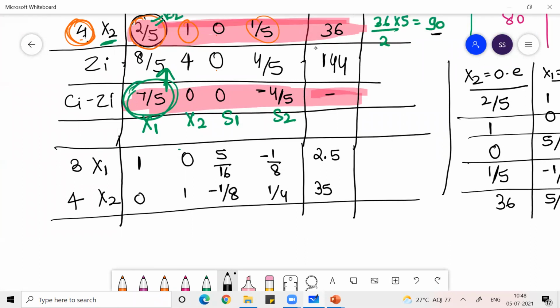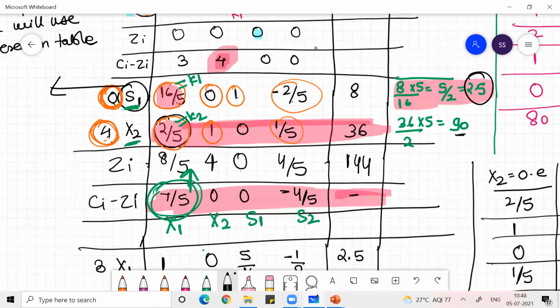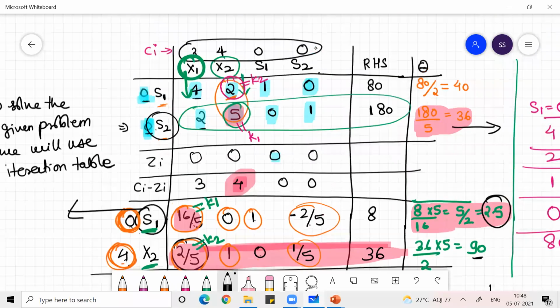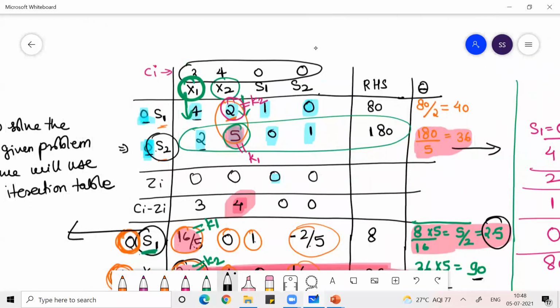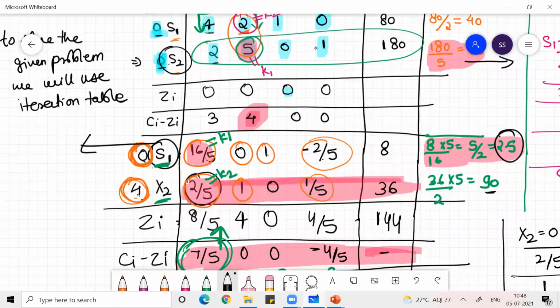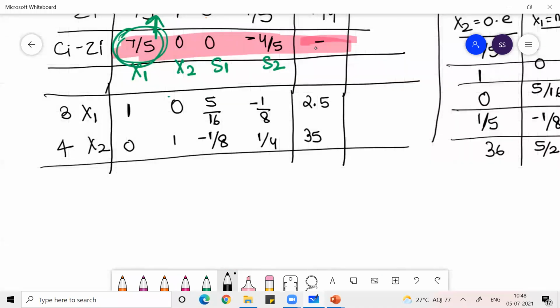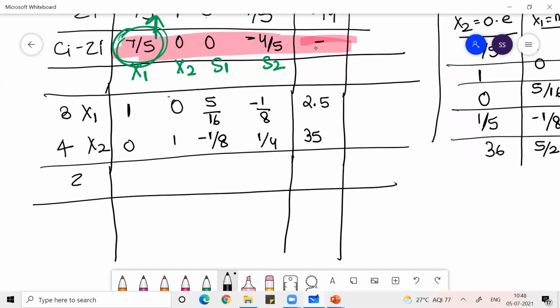Now you can see here, we started solving this problem with the dummy variables S1 and S2. Now we have two decision variables X1 and X2. Once we find their values, again we'll find the Zi value.